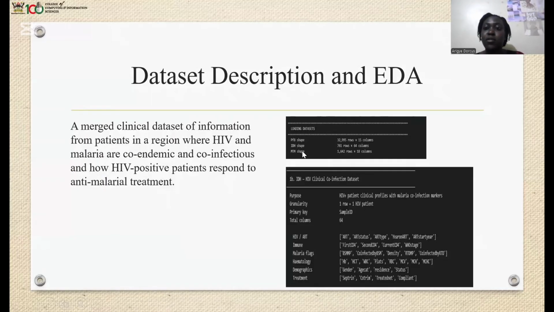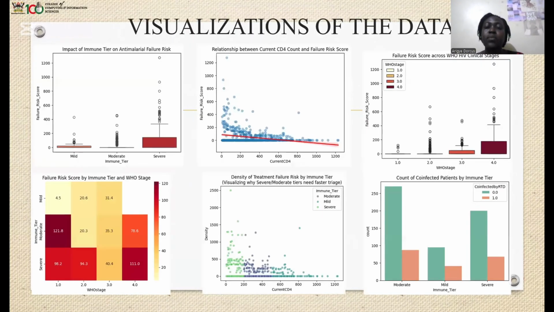One of the datasets is from MalariaGEN. It looks at mostly malaria genomics. And then we have the IDH and the MTM, all with different purposes, granularity, primary keys, and auto columns. Our EDA brought us to visualization of the merged dataset. In this visualization, we see that immune suppression significantly increases malaria treatment failure risk, particularly in regions with high drug resistance.